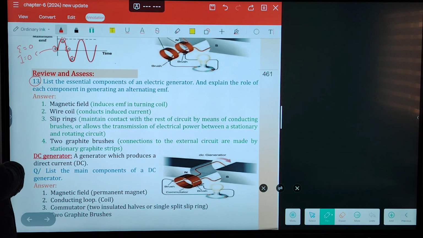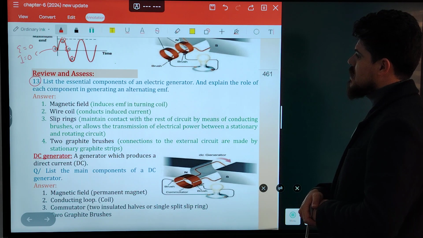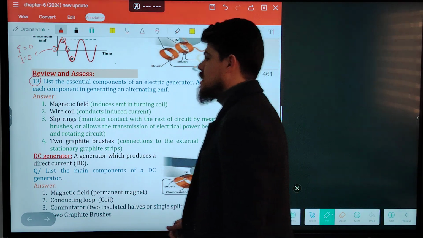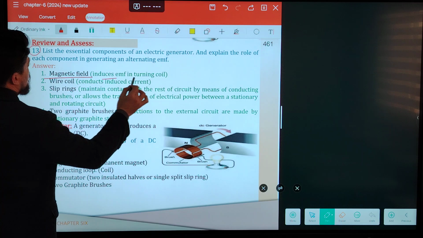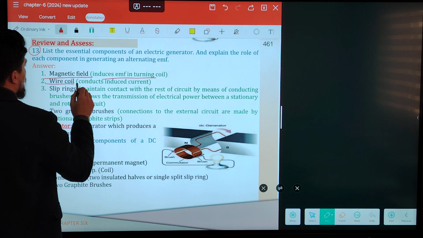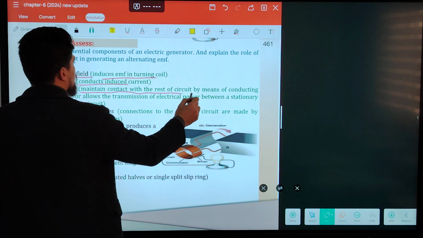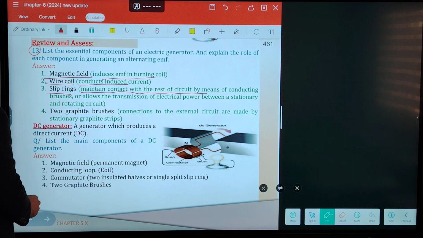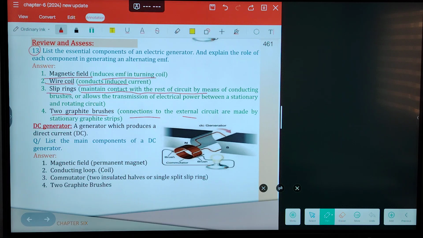Question 13, review assess. List the essential components of an electric generator and explain the role of each component in generating an alternating EMF. As we know, there are 4 components of an AC generator: magnetic field, which induces EMF; turning coil, a coil of wire, which conducts induced current; slip rings, which maintain contact with the rest of the circuit by means of conductive brushes. The 2 graphite brushes connect to the external circuit and internal circuit.